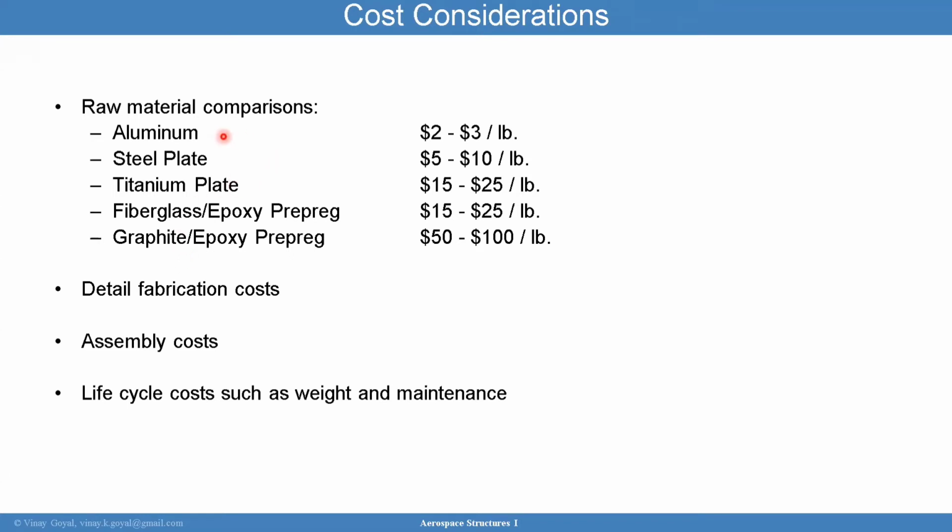There are some cost considerations which I covered already, but I want to show you how cheap aluminum is, and that's why aluminum is used quite a bit. When you go to composites, we're looking at 25 times more cost. And so, again, something to keep in mind there. Detailed fabrication costs and assembly costs need to be considered, and not just that, but life cycle costs such as weight and maintenance.